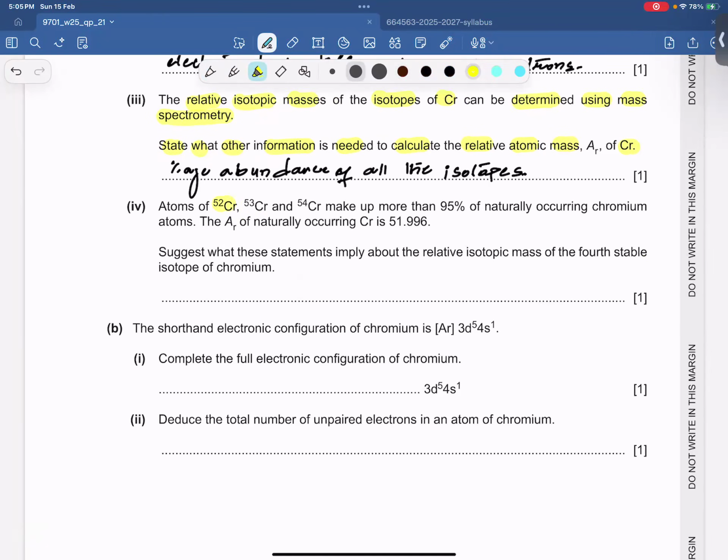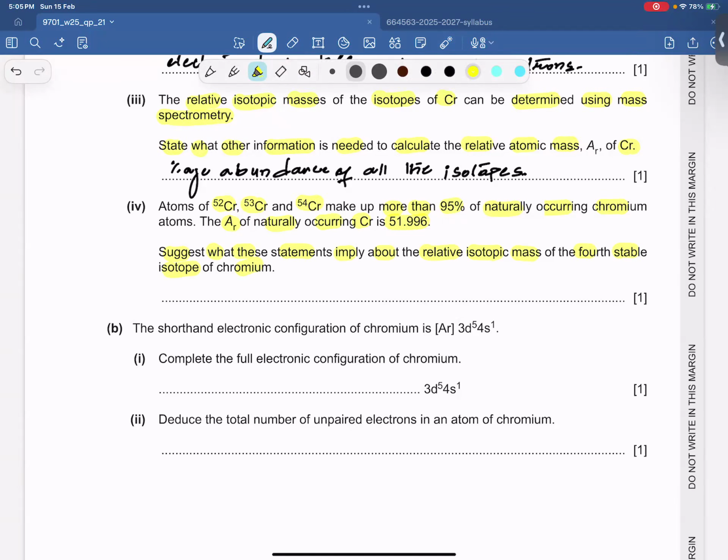Atoms of 52, 53, and 54 chromium make up more than 95% of naturally occurring chromium. The Ar of naturally occurring chromium is 51.996. That's an accurate relative atomic mass of chromium. Suggest what these statements imply about the relative atomic mass of the fourth stable isotope of chromium.